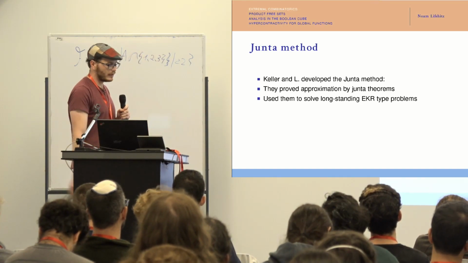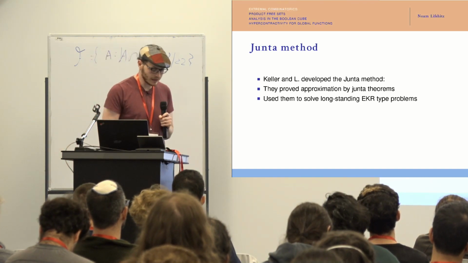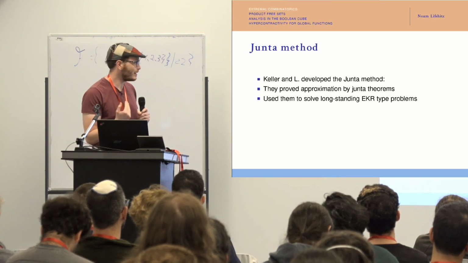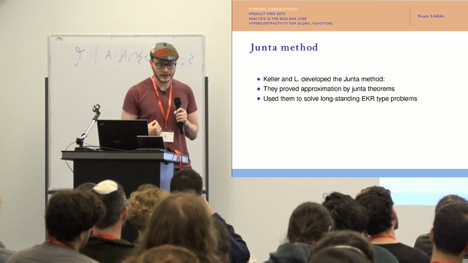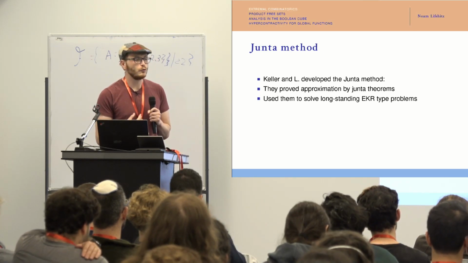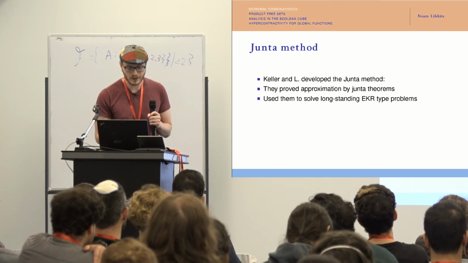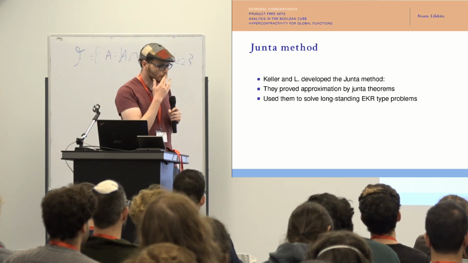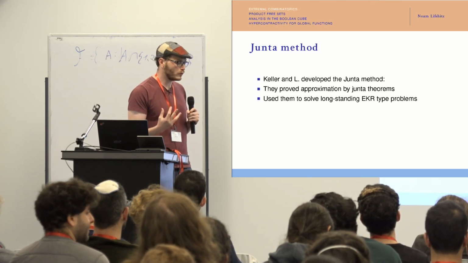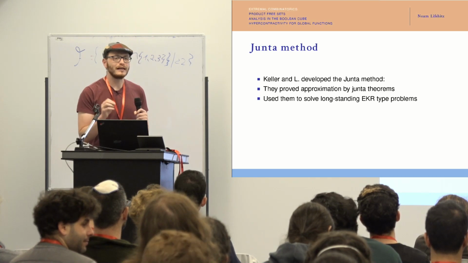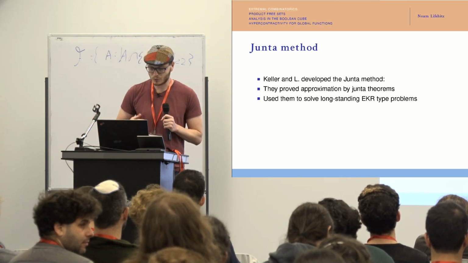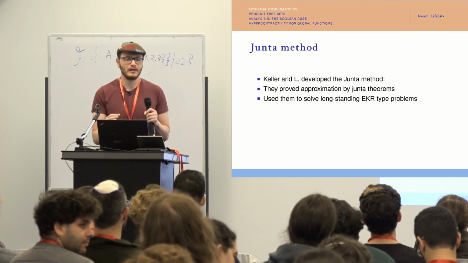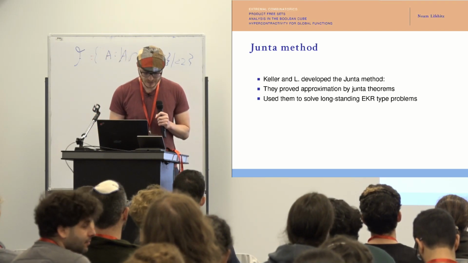And what Keller and I showed is that you can actually use this idea of approximation by juntas to solve long-standing Erdős–Ko–Rado type problems, and to use this junta structure in order to show that the extremal set is a dictator. So to bootstrap this rough junta structure into an exact dictatorial structure.